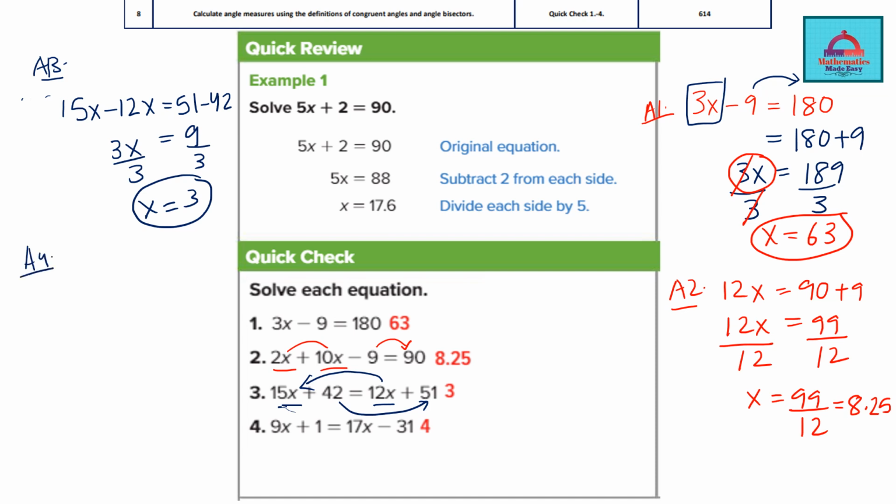Let's do answer 4, the last one. Again in a similar way, I'm going to move this 9x on the other side and this one, sorry, this 31 on the other side.